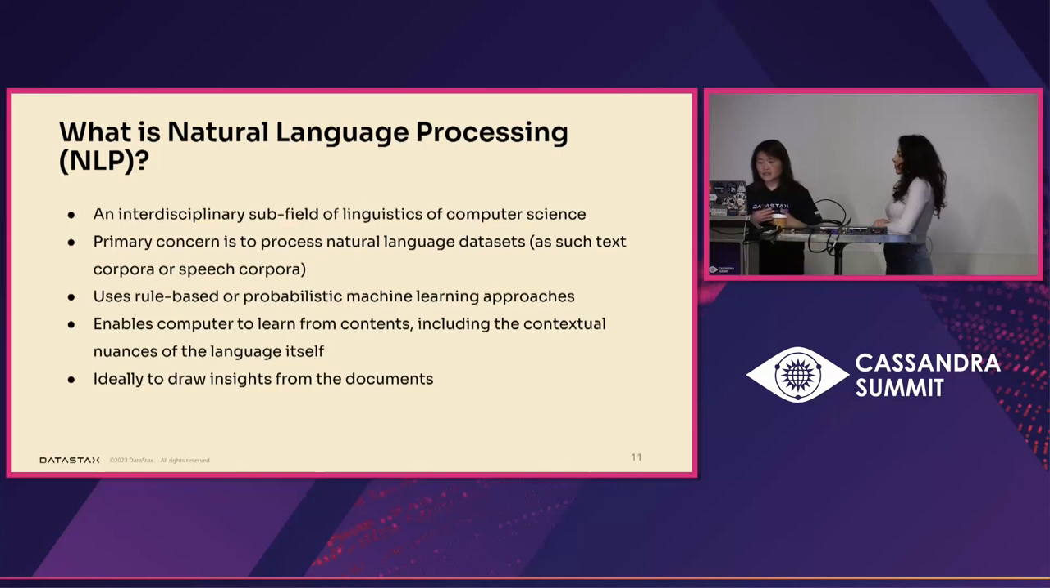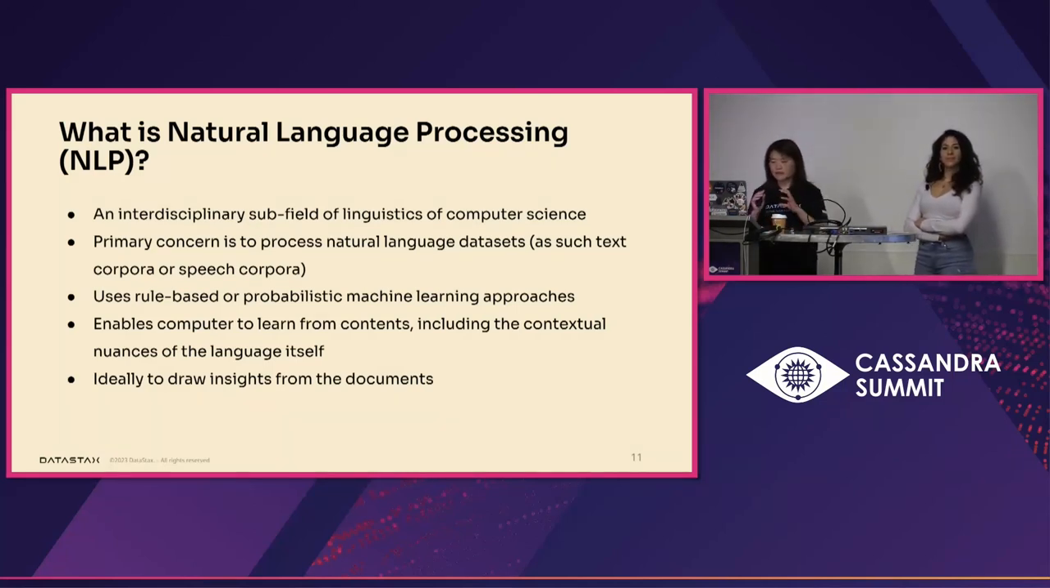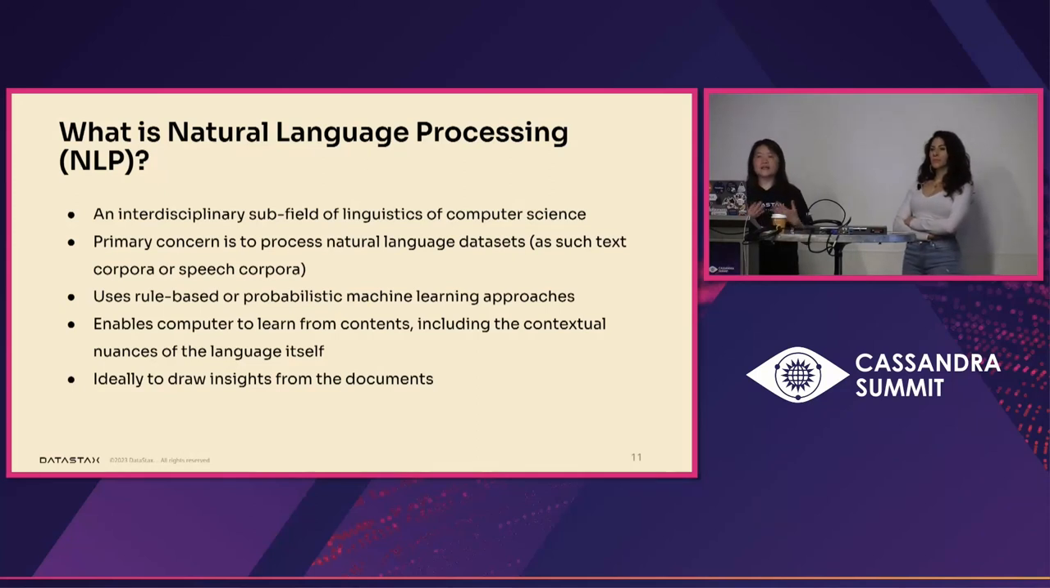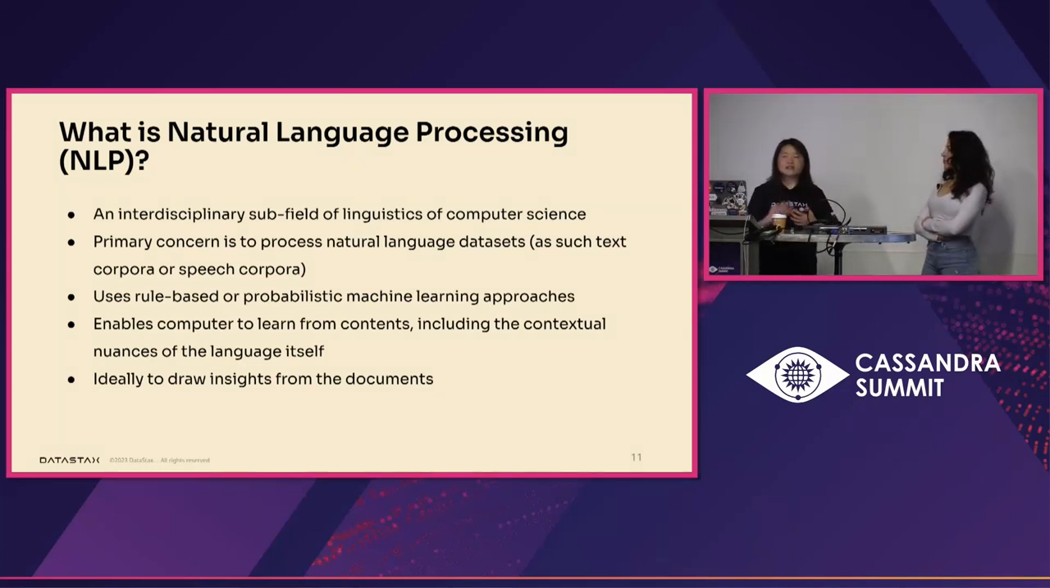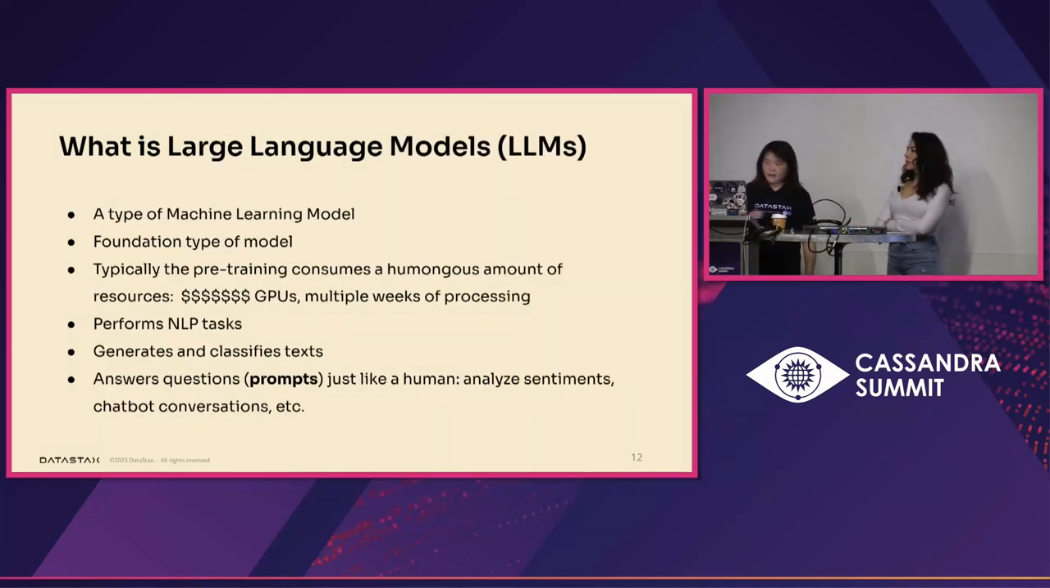That's important because it's an interdisciplinary subfield of linguistics and computer science. The concern is to be able to process natural language data sets, and that is what enables the LLMs, which I'll talk about in a second. It's figuring out what the language is trying to say and then doing all the work that it needs. It uses rule-based or probabilistic machine learning approaches, so it enables the computer to actually learn. The actual learning is happening at this NLP level. It allows you to draw insights from documents, for example some input. Not just strictly A equals A or B equals B, it actually goes beyond and creates some context around it. And now it gets into LLMs, large language models.